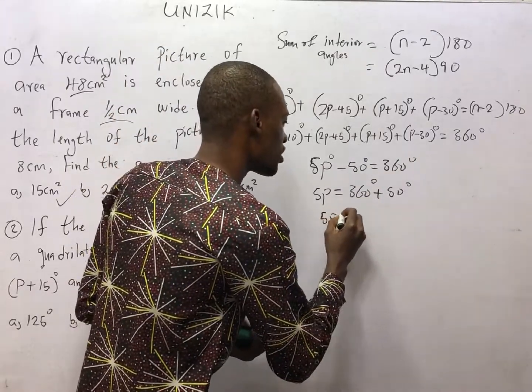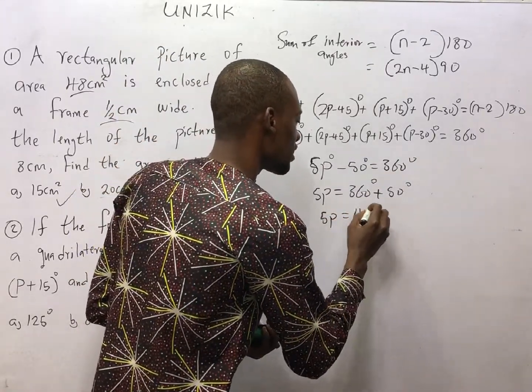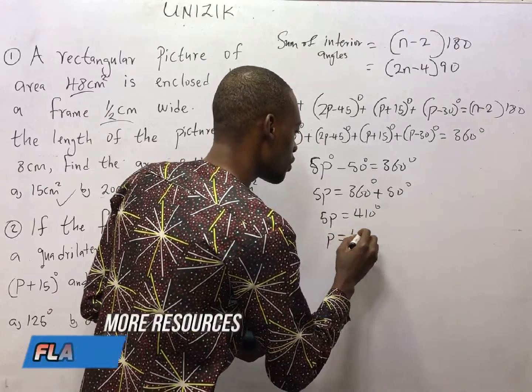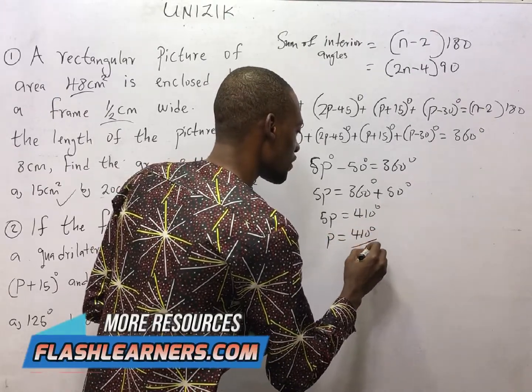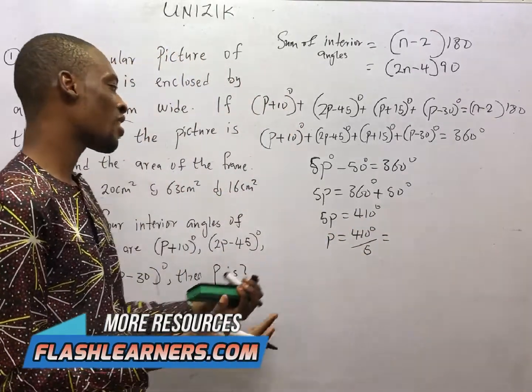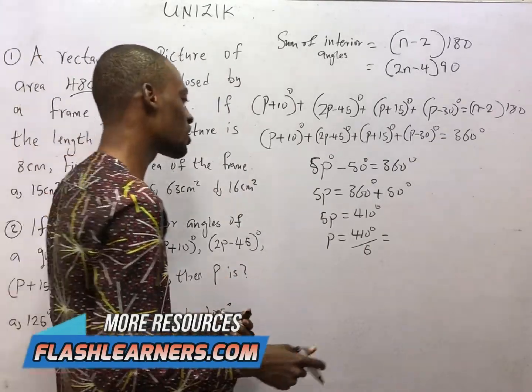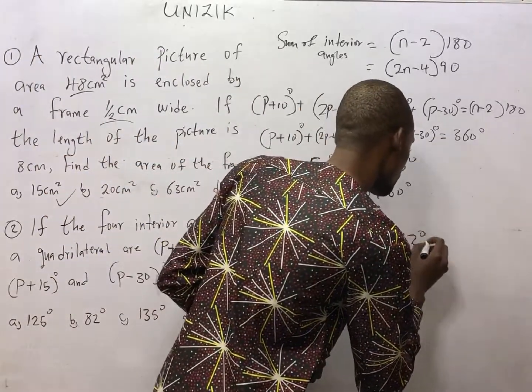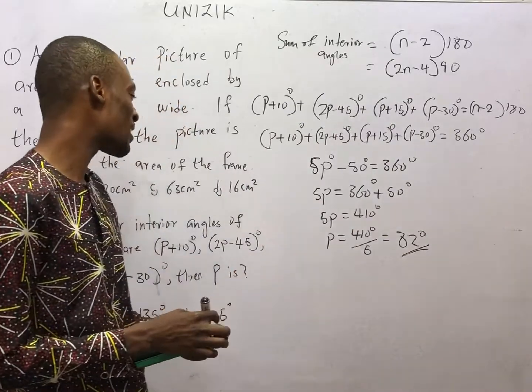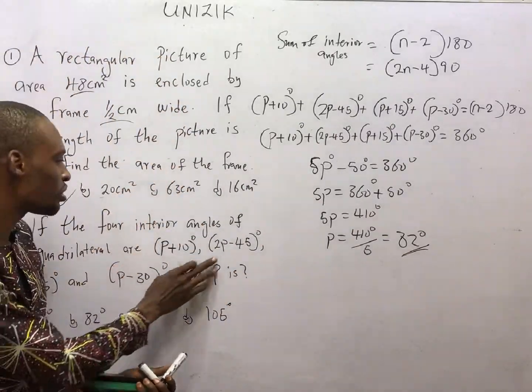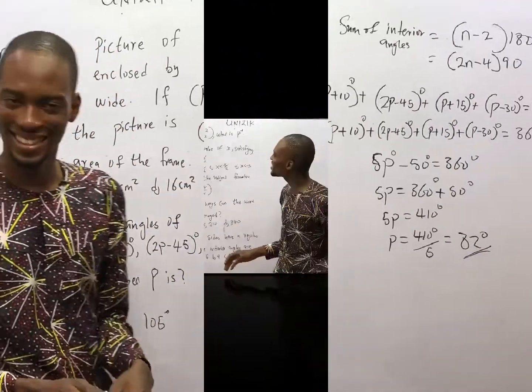So 5P equals 410 degrees. P equals 410 degrees over 5, dividing both sides by 5. And P should give you 82 degrees. So ladies and gentlemen, then P is 82.